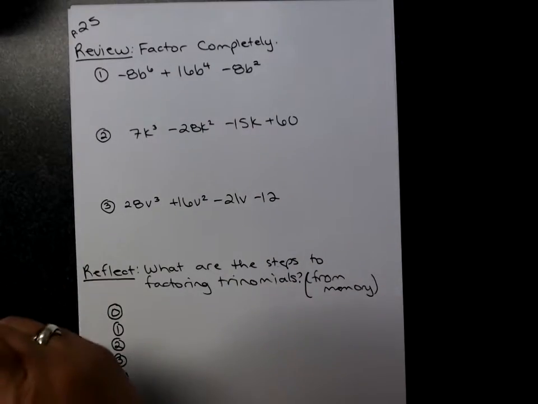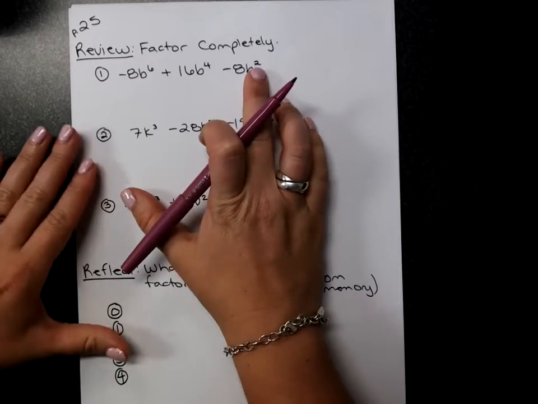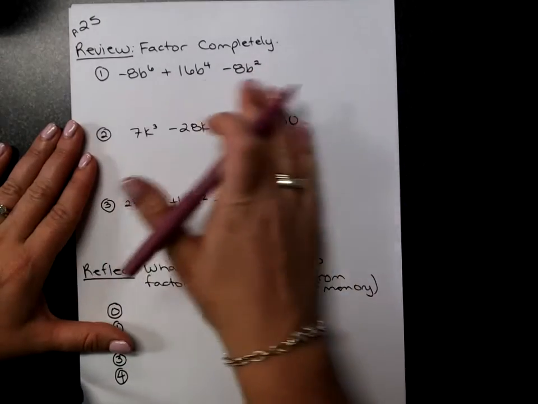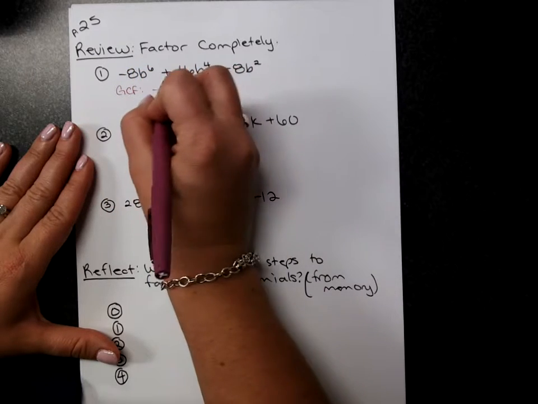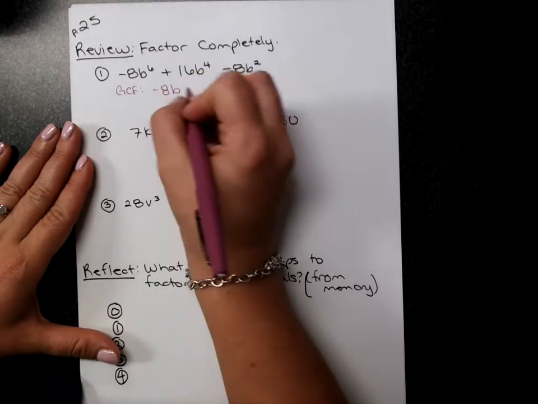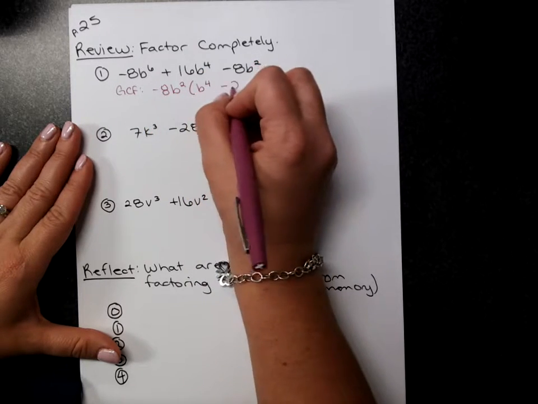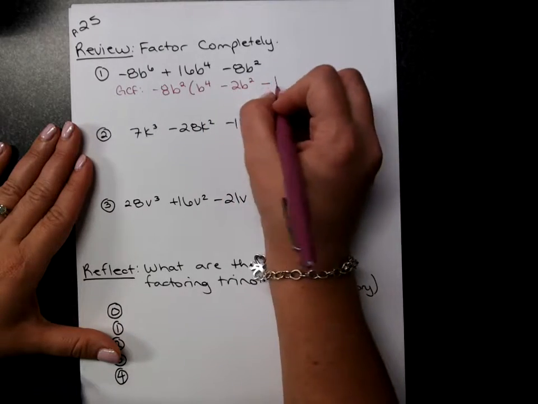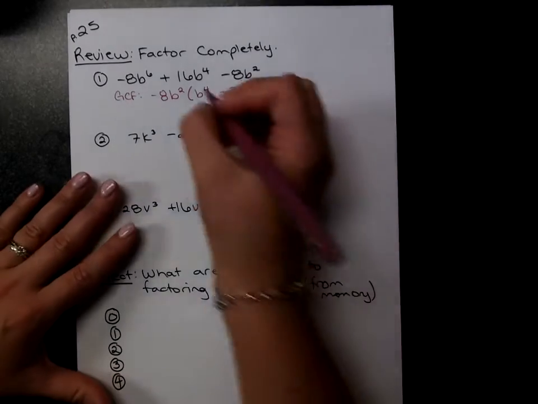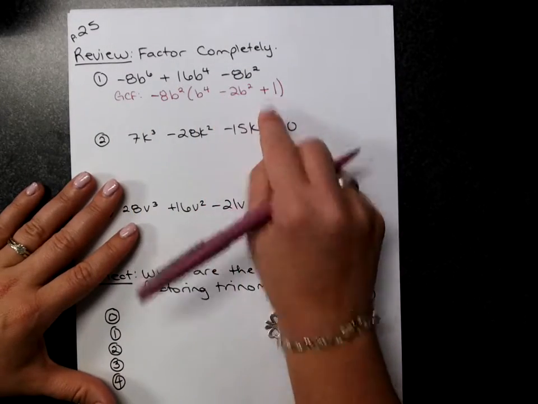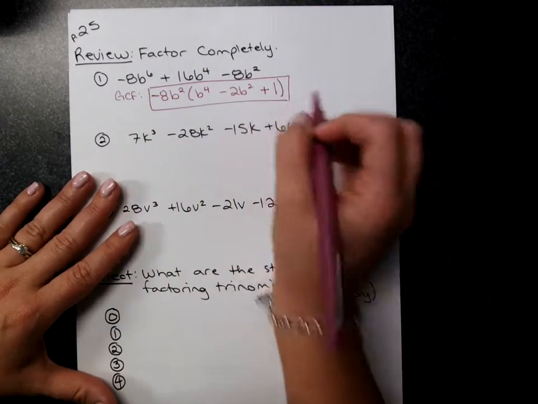Alright, so number 1, we have negative 8b to the 6th plus 16b to the 4th minus 8b squared. It's not 4 terms, it's only 3. All we know to do is take out a GCF, which would be negative 8b squared. And that leaves you with b to the 4th minus 2b squared plus 1. So you take out the leading negative. That changes the other 2 signs. And that would be factoring out the GCF.